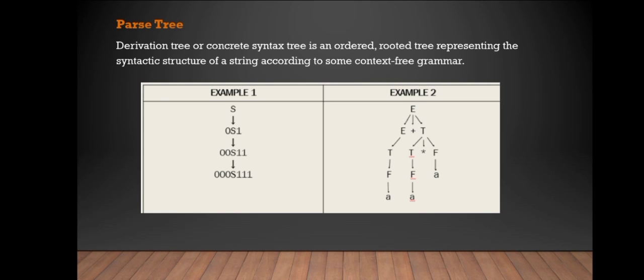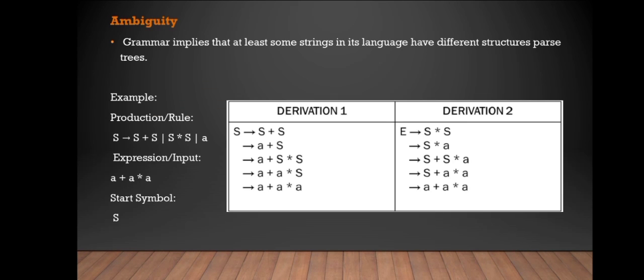Parse tree: a derivation tree or concrete syntax tree is an ordered rooted tree representing the syntactic structure of a string according to some context-free grammar. Ambiguity: an ambiguous grammar implies that at least some strings in its language have different structures.